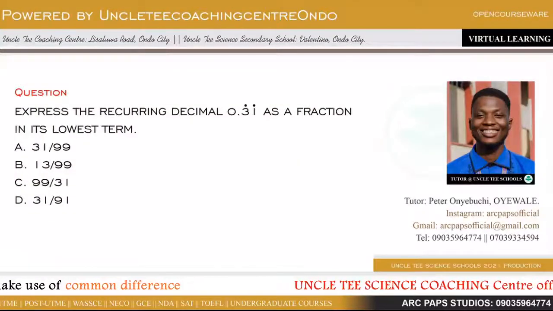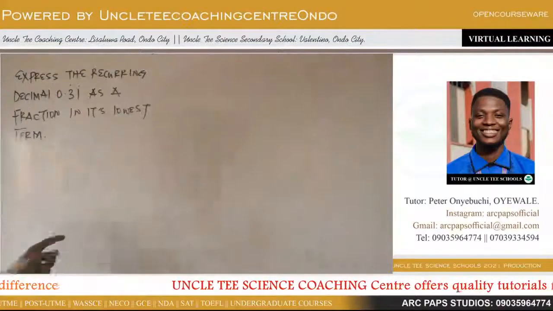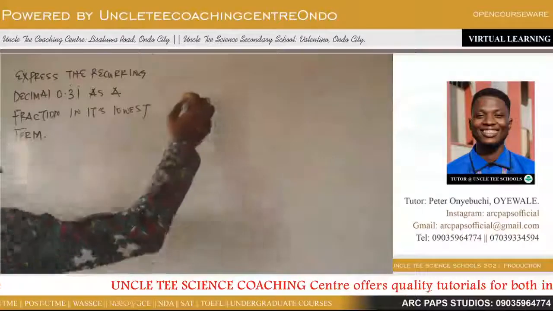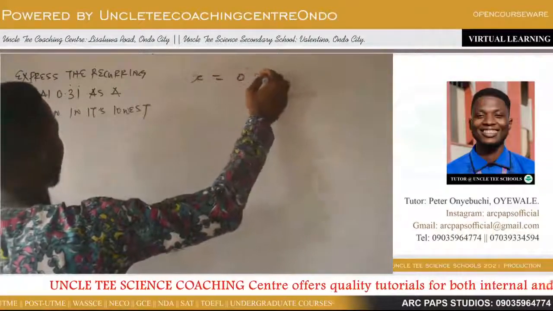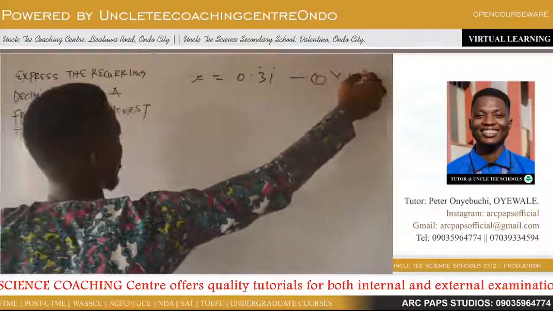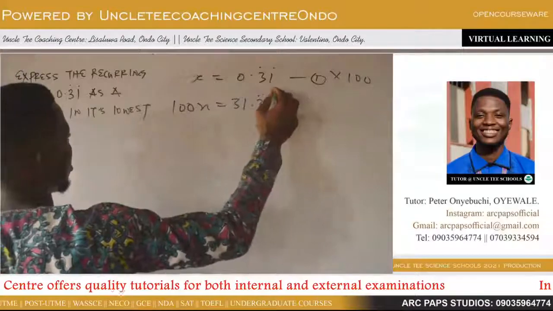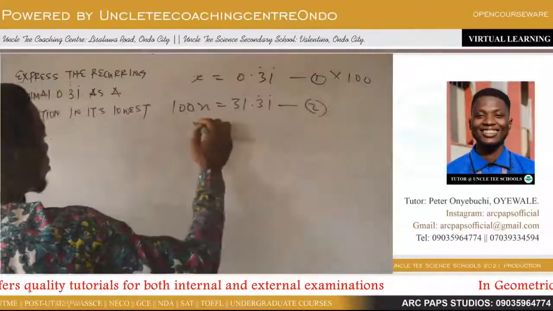Now we have to express the recurring decimal 0.31 as a fraction in its lowest term. So I'm still going to use the simplify method. If x is equal to 0.31 to infinity, we call it equation 1. We'll multiply equation 1 by 100. That will be 100x is equal to 31.31 to infinity, equation 2.